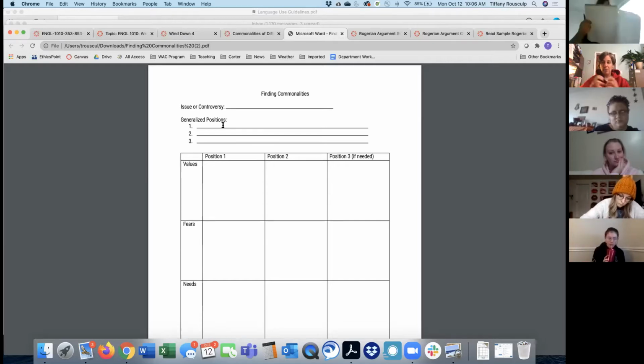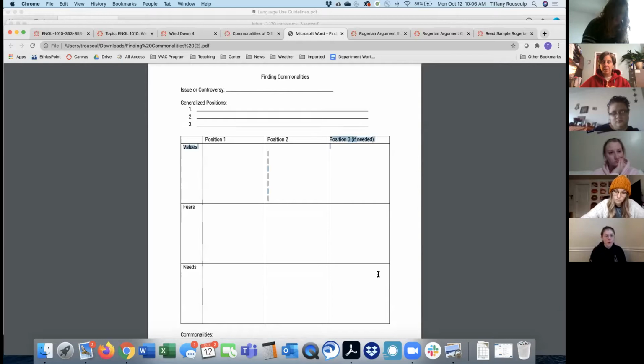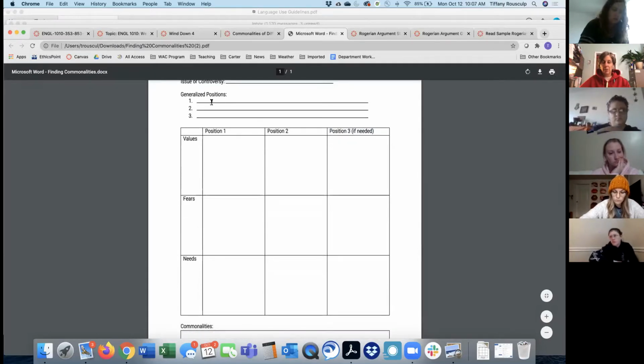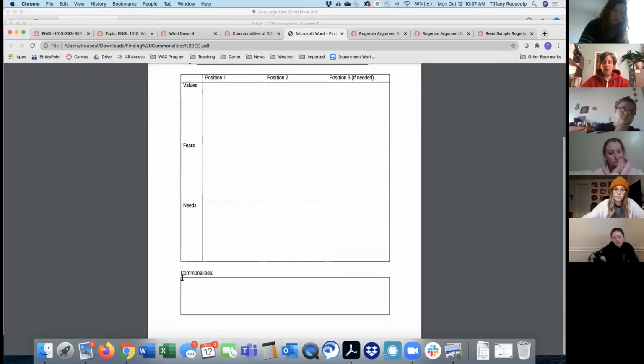And I want you to make these really sort of absolute. So yes, reparations, no reparations. Yes, universal health care, no universal health care. Yes, standardized testing, no standardized testing. And don't worry about this position 3. Ignore this one. So just do position 1 and 2. So you want issue or controversy at the top, then list your generalized positions 1 and 2, and then make a little table, and it'll say position 1, position 2, values, fears, needs. And then at the bottom, I want you to write commonalities. So take a moment to do that. I'm going to give you 1 minute.